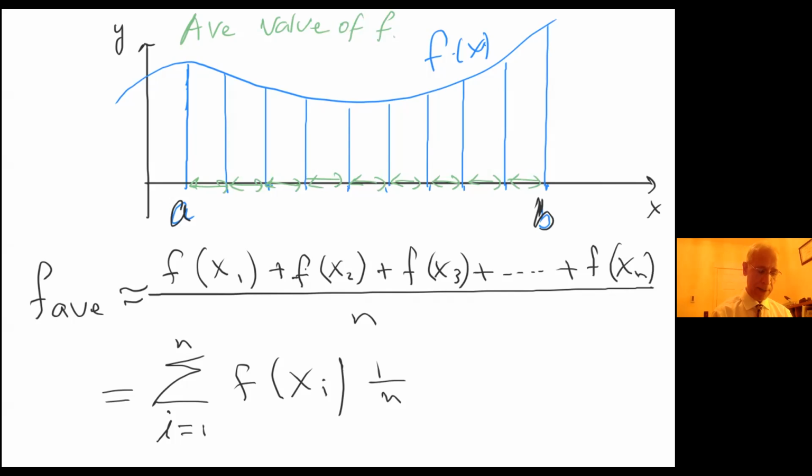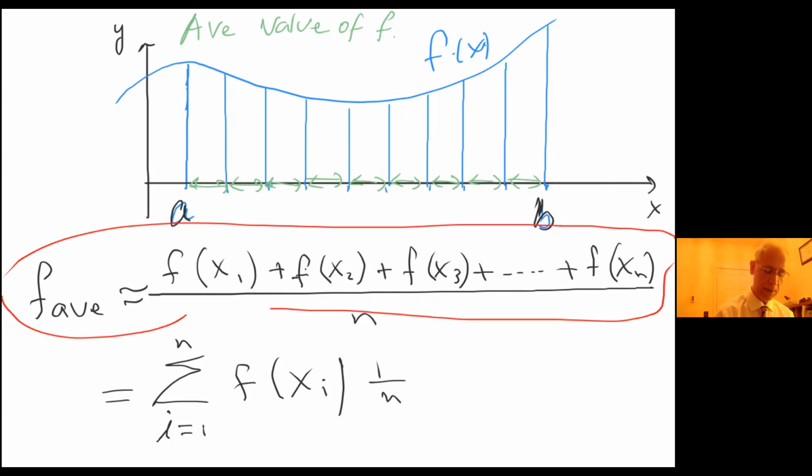So now I can rewrite this part right here using the sigma notation, from 1 to n, f of x sub i times 1 over n. Let me go ahead and go to the next page.